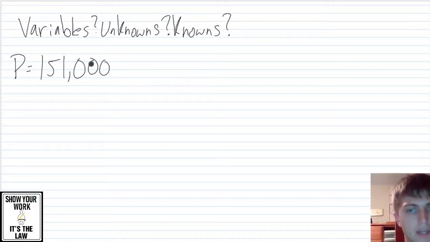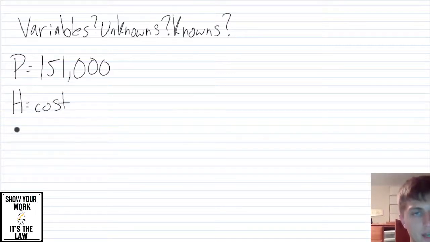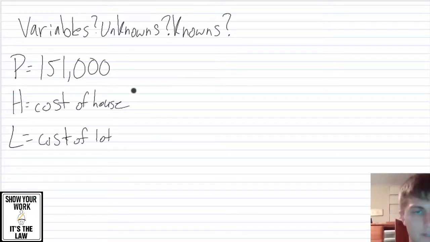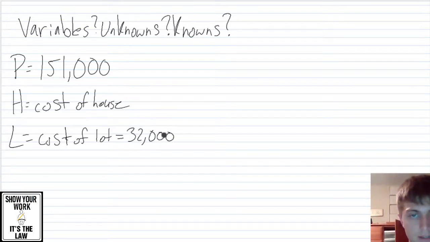What else do we know about pay? Well, let's not jump ahead of ourselves. What else is unknown? We don't know the cost of the house. We don't know the cost of the lot. Let's call H the cost of house and L the cost of lot. Perfect. All right. Let's see what else we can figure out from this sentence. It says how much can they build for the house if the lot cost $32,000? So from that, we know that the lot actually cost $32,000. All right, that's helpful. What else do we know? They want to pay at most $151,000 for the lot and house.